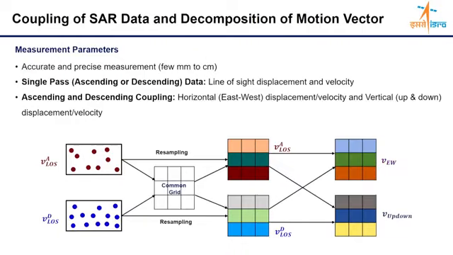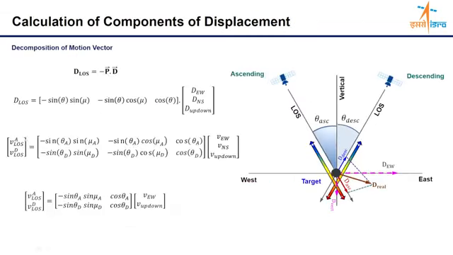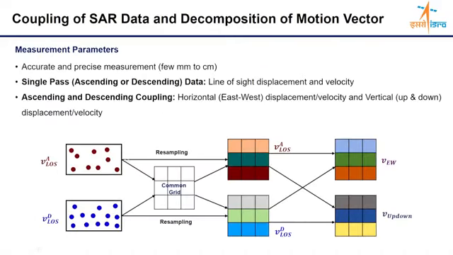Then there is another problem in applying these particular equations, whatever is shown here. Theoretically it seems fine, but if you apply it practically, then again there are some difficulties. Suppose this is representing the line of sight displacement from the ascending pass. Okay. Tomorrow we will discuss some advanced techniques of interferometry.